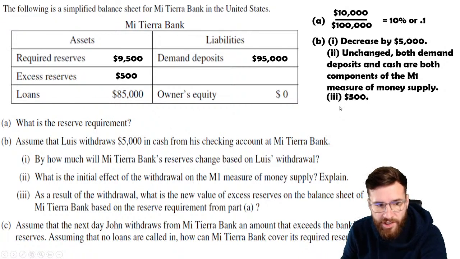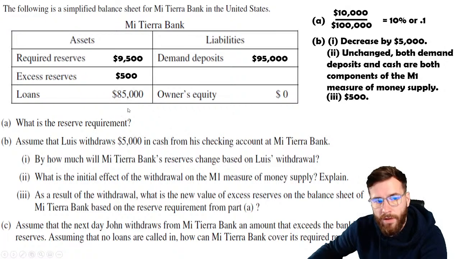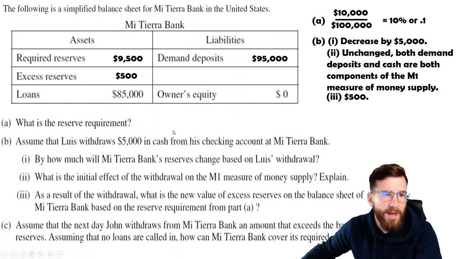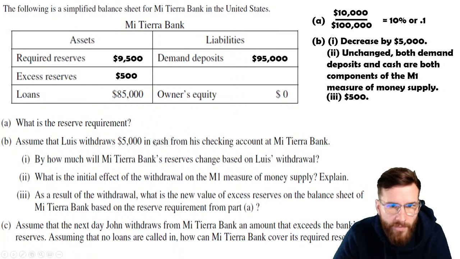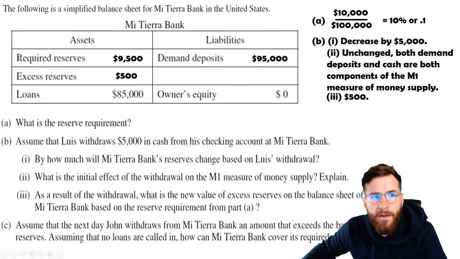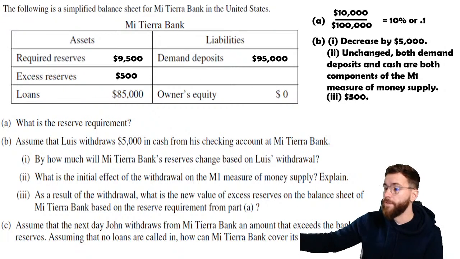C, assume that the next day John withdraws from MIT or bank an amount that exceeds the bank's excess reserves, assuming that no loans are called in. In other words, no one is paying back their loans at the current moment. How are they going to cover their required reserves? So imagine John walks in and withdraws like $7,000. And when you do the math, required reserves is less than 10% of whatever is in demand deposits, so obviously they have no money in excess. They're currently facing a penalty if they don't get money very, very quickly.